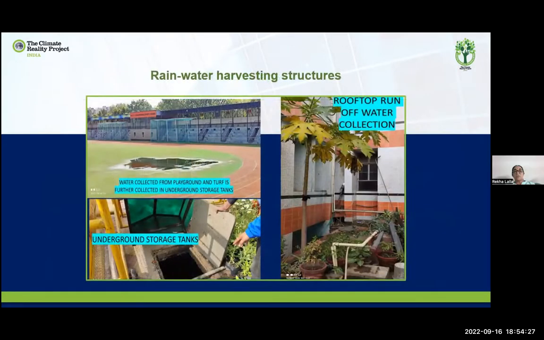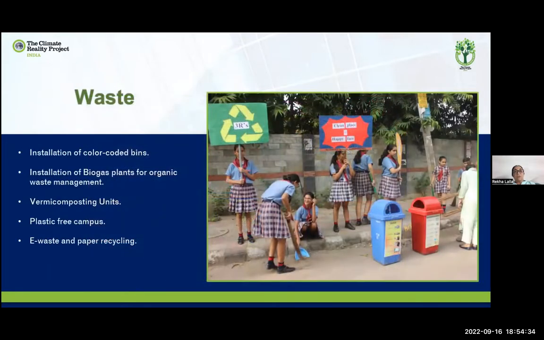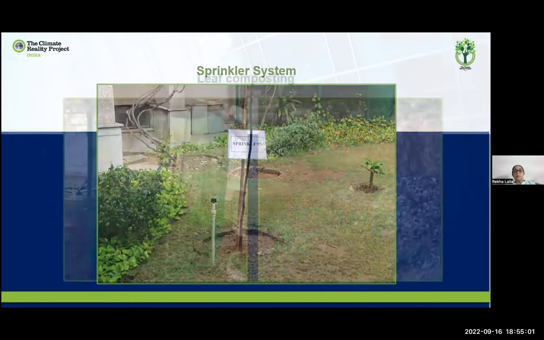These are the rainwater harvesting structures. You can see the pipes, and it is nothing but just a connection from the top to that. Waste installation, when we take, we tell them to have vermicomposting or a composting or e-waste or paper recycling unit. Most of the schools in Delhi, they have paper recycling units, which they have attached to their art club or craft club. So whatever paper they make, they use it for making cards or different things, because ultimately that is what is recycled. These are the sprinkler systems.